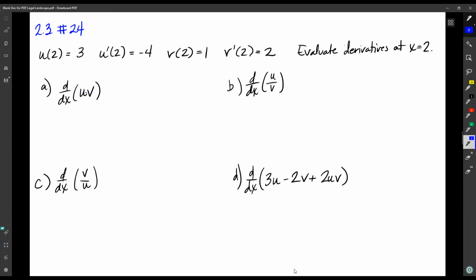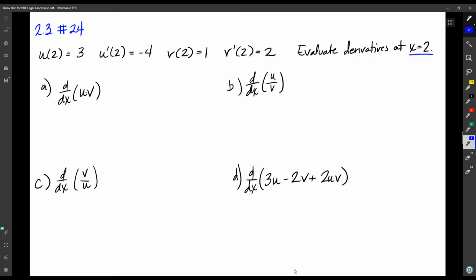This is number 24 from section 2.3. We're given two functions named u and v and told that those functions are differentiable at x equals 2. That means we can find a derivative there. Then we're asked to evaluate these derivatives of the functions that are comprised of u and v at x equals 2. So let's get started with part A.